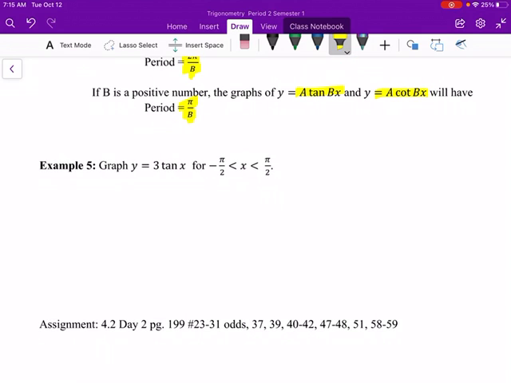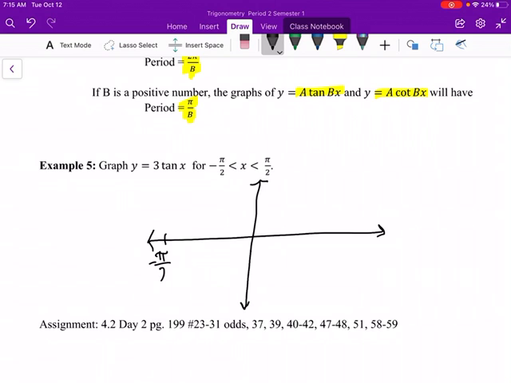So for this, we are going to graph y equals 3 times the tangent of x from -pi/2 to pi over 2. So the very first thing I'm going to do is draw my x and my y axis from -pi/2 to +pi/2. And we're going to need some more points in here. In the middle, or half of pi over 2, would be pi over 4.